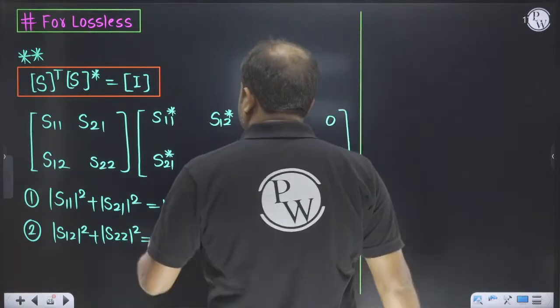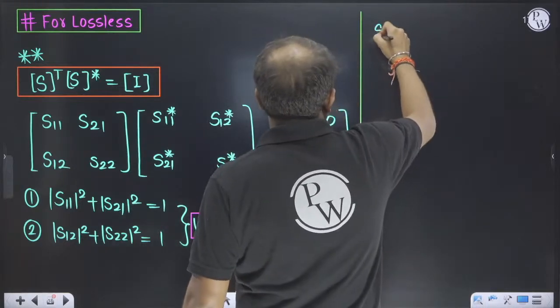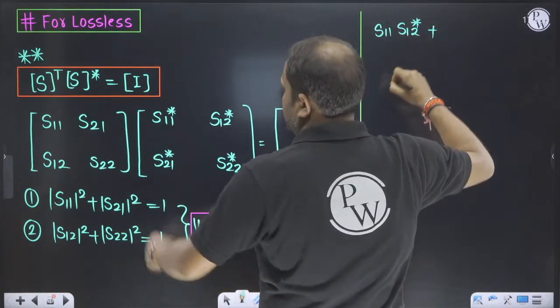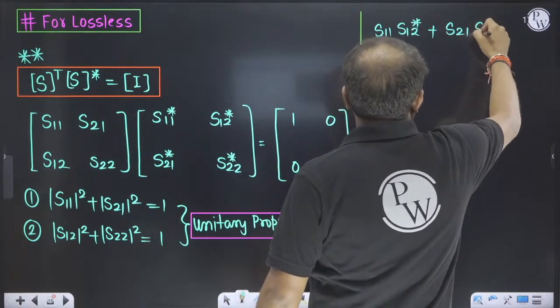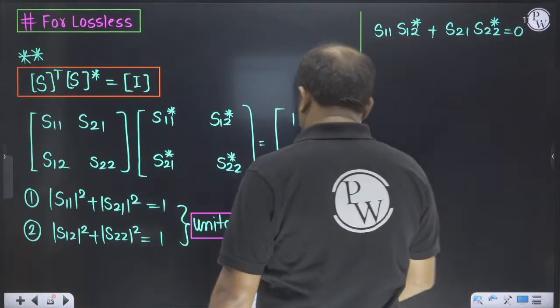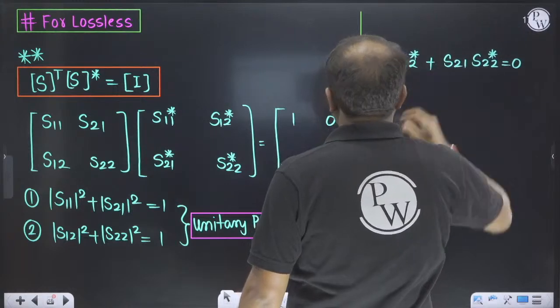Then the second one is the zero property. First row, second column: S11 S12 conjugate plus S21 S22 conjugate is equal to 0. So this third equation is known as the zero property.